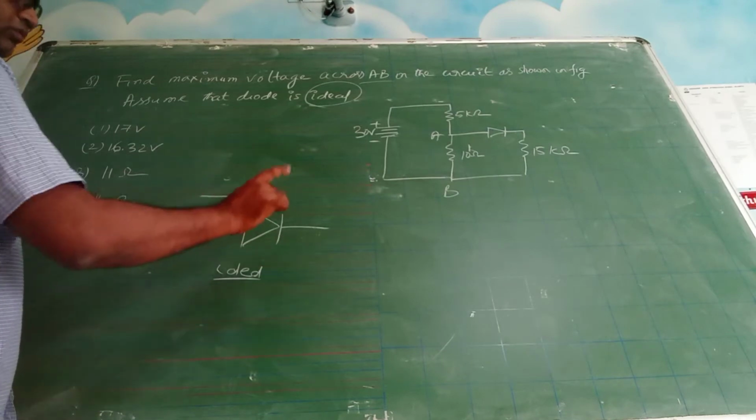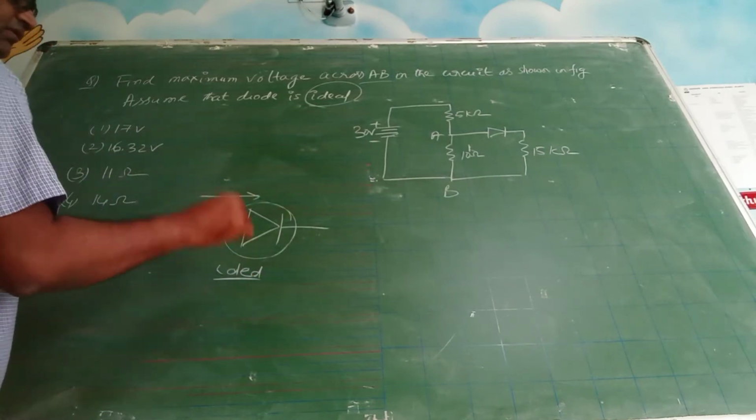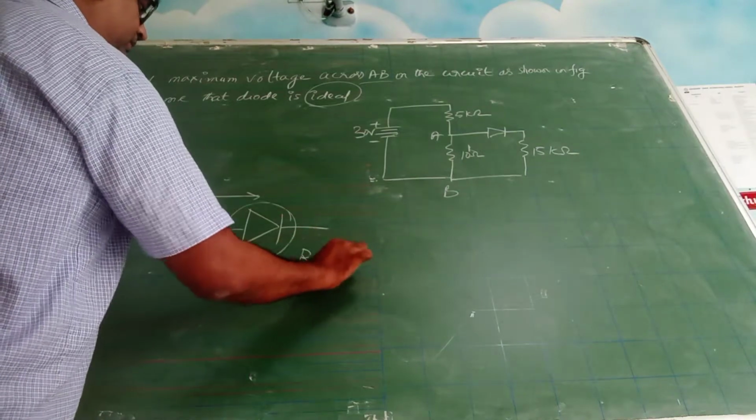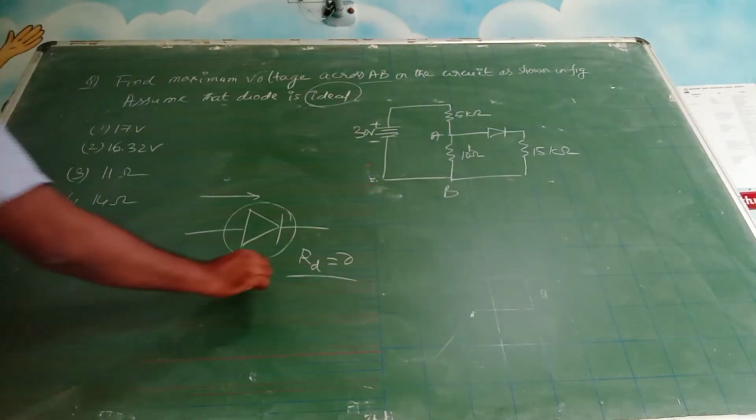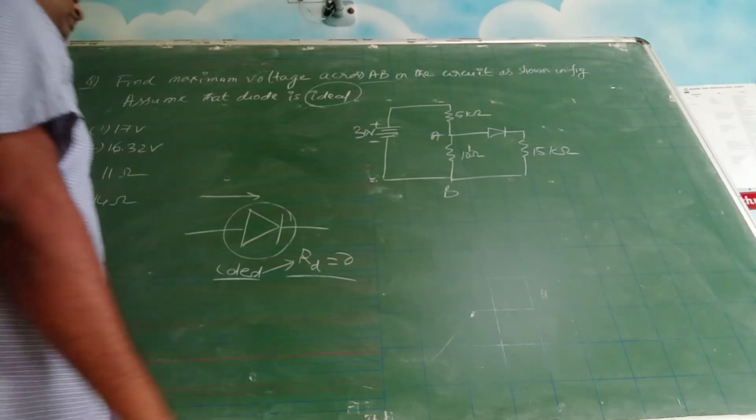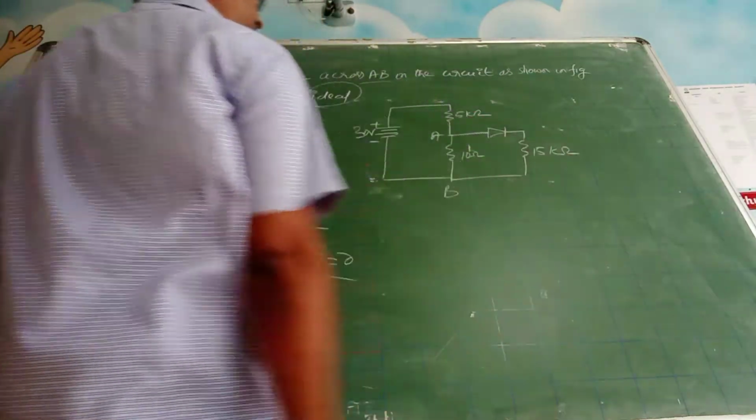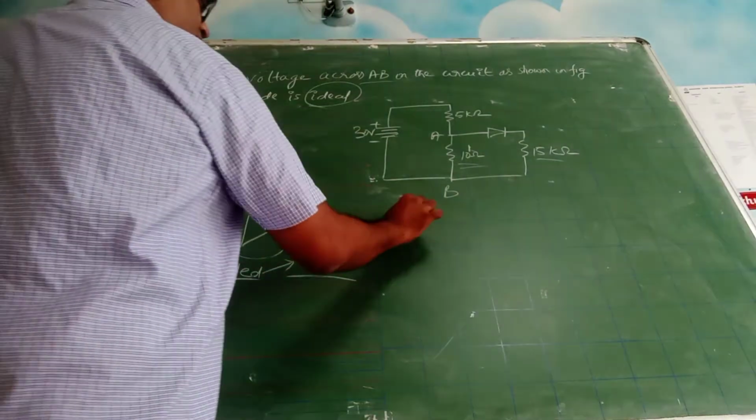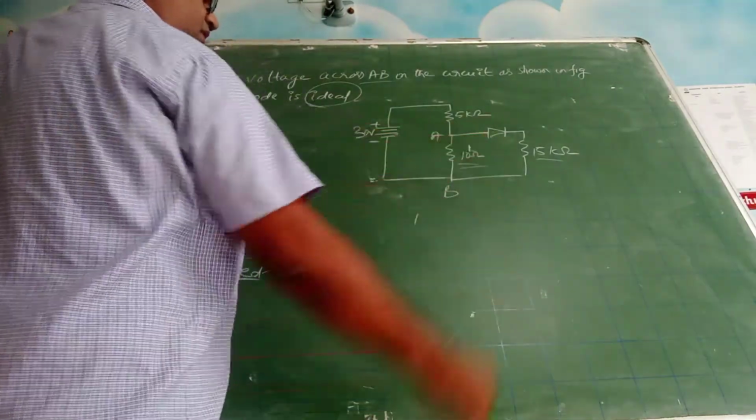Full current will flow. Will there be any resistance? The resistance of this diode will be 0. That is the condition for the ideal case. The diode will not be offering any kind of resistance, so this will purely convert into a wire. So this and this, they are in parallel. So what is the effective resistance?